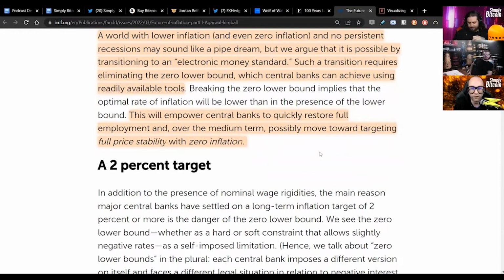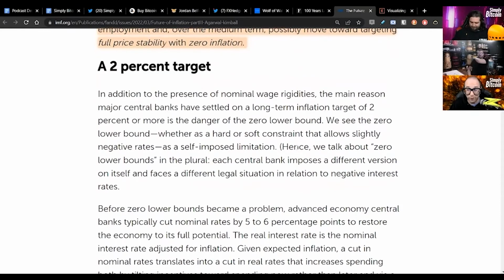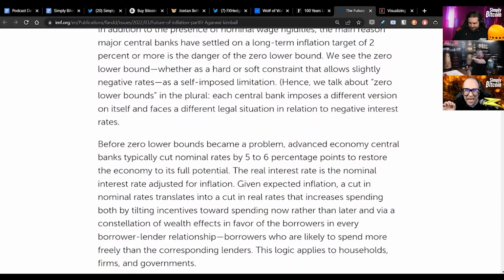Anyways, this will empower central banks to quickly restore full employment and over the medium term possibly move toward targeting full price stability with zero inflation. Guys, literally in that sentence, the 3 things the Federal Reserve could not do for 100 years, okay? The IMF is going to fix. They couldn't do it before with the same stupid monetary policies, but we're going to do it now because it's electronic.